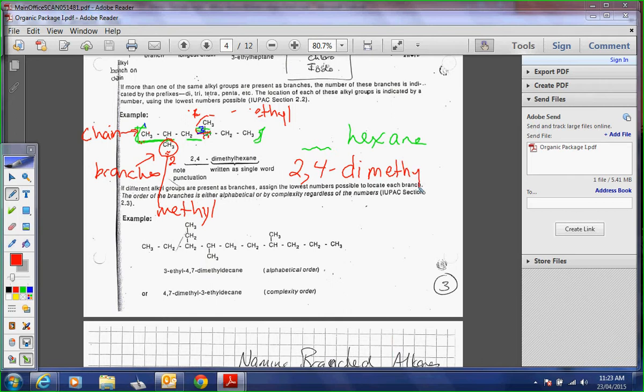I just need to add the hexane that I already sorted out from a long time ago to the end. Do you have to do monomethyl or is it just methyl? Just methyl, not mono.